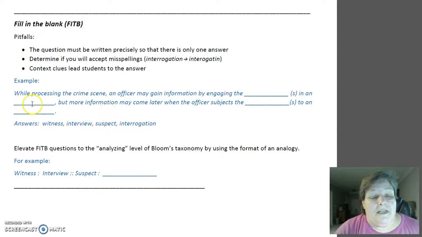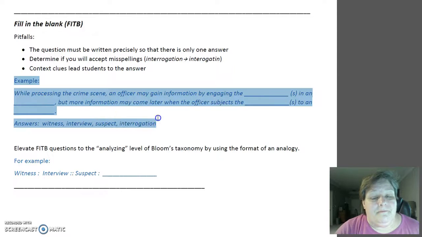Take a moment and read this example question and the 4 corresponding answers. So there's 4 blanks they need to fill in. They would need to spell each of the words correctly. Let me suggest that you change the format, and you also can elevate the Bloom's taxonomy level if you were to instead make this an analogy question. It covers the same course objective, but it's much easier for you to write, and it's much easier to score.